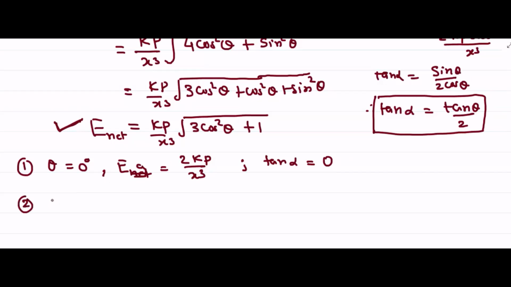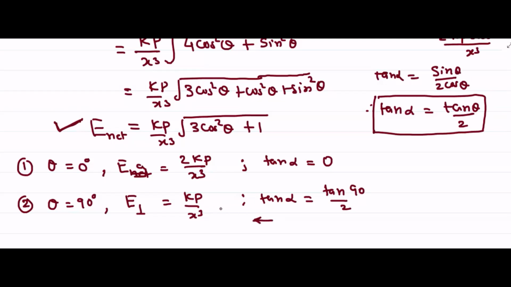When we take a perpendicular bisector, theta will be 90 degree. So in that case, E net will be equal to, this is 90 degree, cos 90 is 0, so I'll have square root of 1, which is 1, so I get kp upon x cube. And you can very clearly see that we get the equation for E perpendicular from here. What about tan alpha? Tan 90, so I'll get tan 90 by 2. What is the value of tan 90? If I try to find out the value of tan 90, it's undefined. But based on our previous calculations, we know that it will act opposite to the direction of the dipole moment.